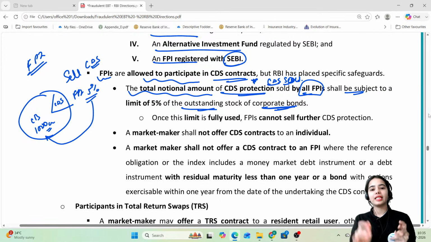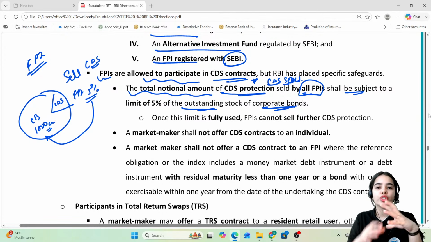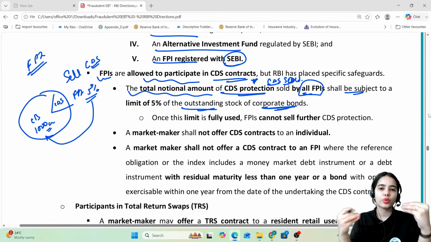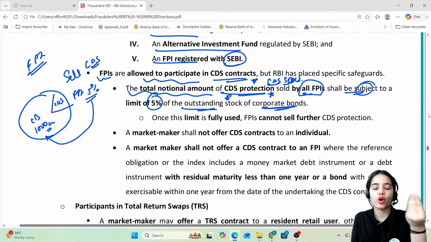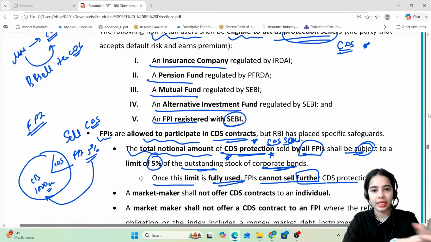So this is the idea that the FPIs are allowed to participate in the credit default swap. They are allowed to sell the credit default swap contracts, but the total notional amount that can be sold by the FPIs is subject to a limit of 5% of the outstanding stock of corporate bonds. So once this limit is fully used, the FPIs cannot sell further CDS protection. So that is the idea.